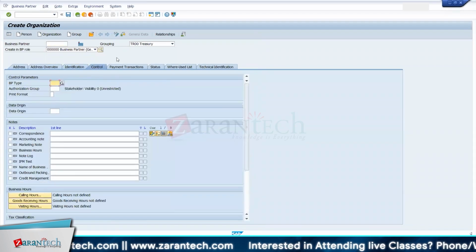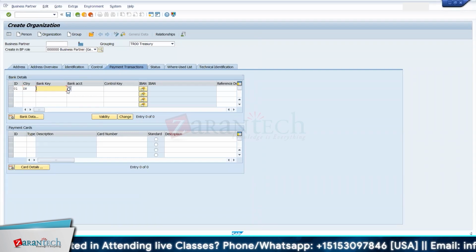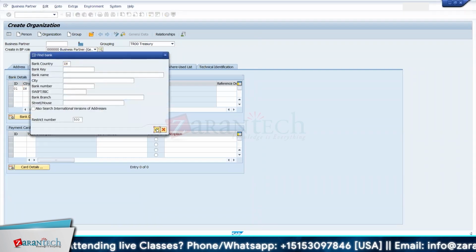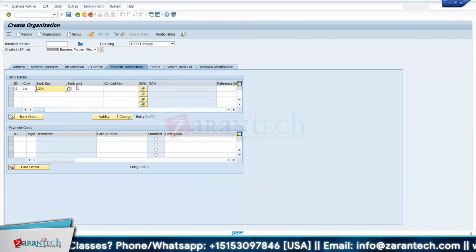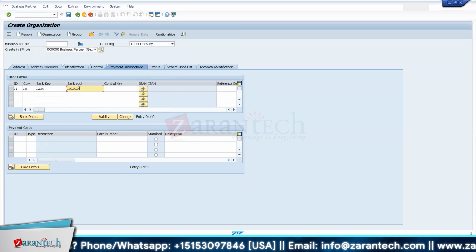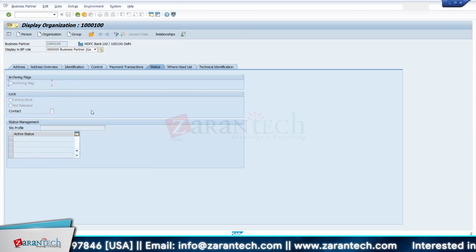Identification control is not required. For payment details, you can maintain the bank details here. So identification number 0, country I'm saying India, bank key means this is the HDFC bank key. Suppose this bank key is 1010. Okay. And status, nothing is required. You can save this for the time.